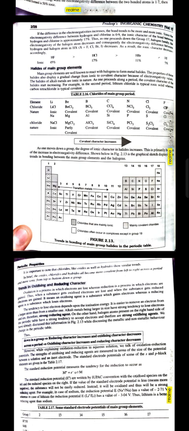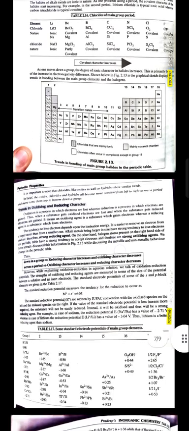As one moves down a group, the degree of ionic character in the halides increases. This is primarily because of the increase in electronegativity difference shown in the table. 2.13 is the graphical sketch displaying trends in bonding between the main group elements and the halogens. It is important to note that the chlorides, the oxides, as well as hydrides show similar trends. In brief, the oxides, chlorides, and hydrides all become more covalent from left to right across a period and more ionic from top to bottom.